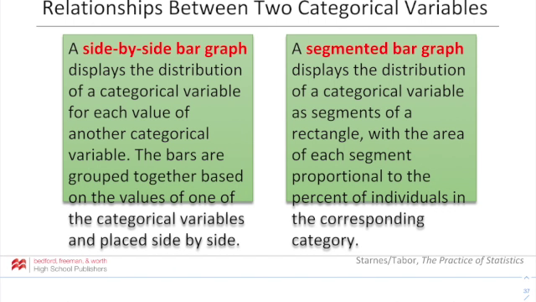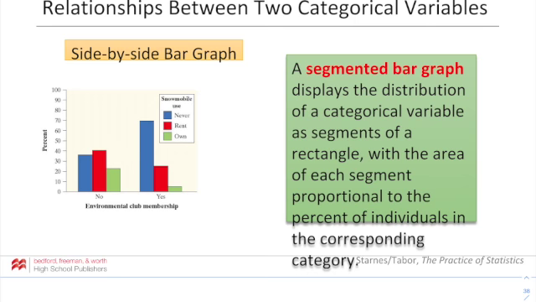So we're going to have a side-by-side bar graph. This displays the distribution of a categorical variable for each value of another categorical variable, because remember, we're looking at two variables, not just one. And the bars are grouped together based on the values of one of the categorical variables and placed side by side. Another one is a segmented bar graph. It displays the distribution of a categorical variable as the segments of a rectangle, with the area of each segment proportional to the percent of individuals in the corresponding category.